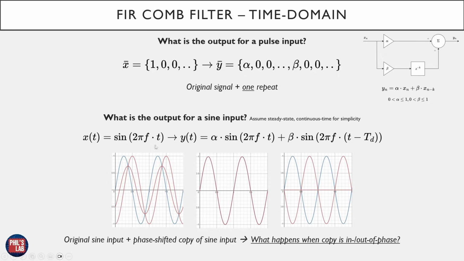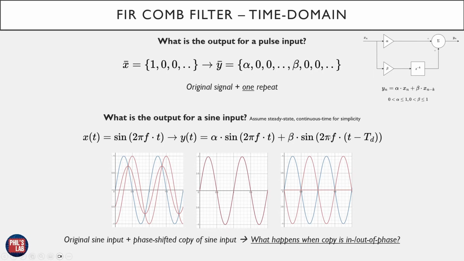Simply plugging in sine 2 pi f times t into our original equation, which is alpha times x of n plus beta times x of n minus k, and we convert that to continuous time, we get the output is our gain alpha times our original sine wave plus our gain beta times a phase shifted or time shifted version of our input sine wave. It's the same frequency, but all we have is now a phase shift, which is based on T_D. And remember, T_D, we can work out from our number of samples and sampling rate in discrete time.